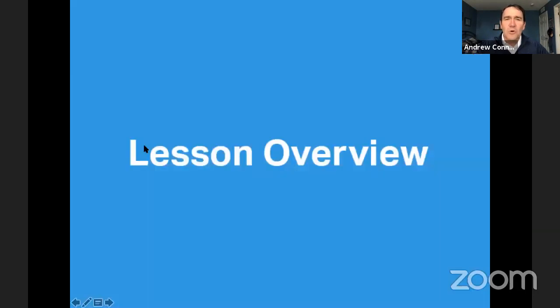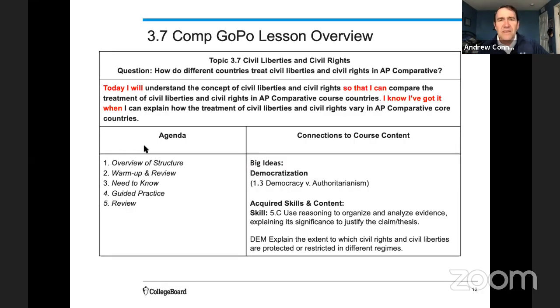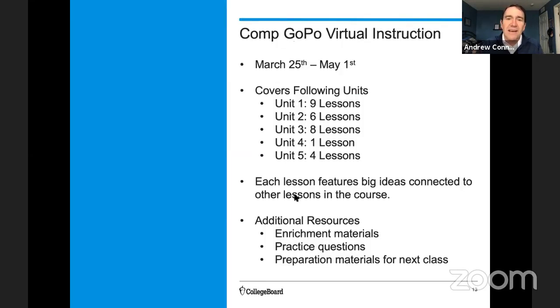I'll show you that full question as we wrap up lesson 3.7, looking at civil liberties and civil rights, comparing the treatment of civil liberties and civil rights in all 6 course countries, with a particular focus on connecting back to that topic from Unit 1, 1.3, where we looked at the difference between democracy and authoritarian regimes. Again, we're making our way through. We have one more content lesson on Unit 3, and then I'm going through each of the units in a review video before we go into 5 days of test prep.